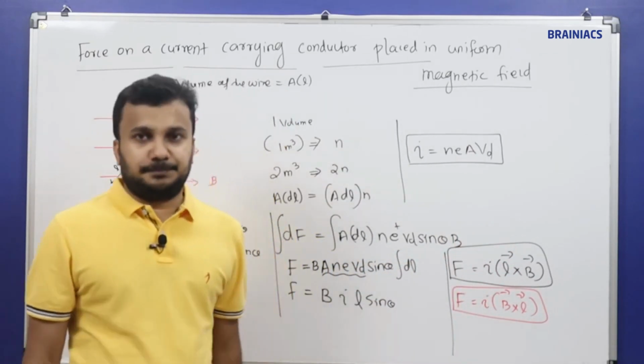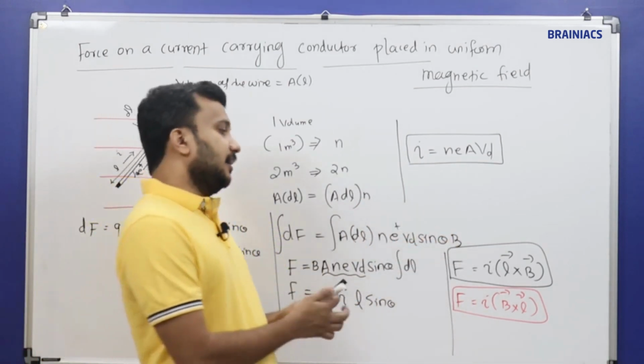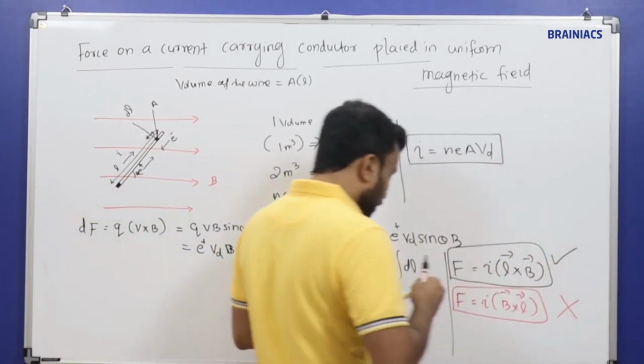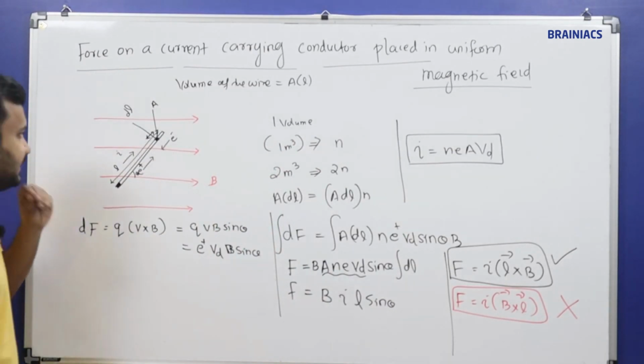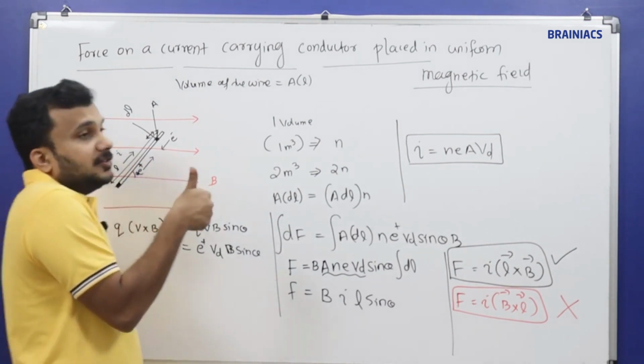Which one is correct? Of course the black one is right and the red one is the wrong one. Why is this wrong, why is this right? That is the question here. Very simple. Very simple. Let's consider L cross B.